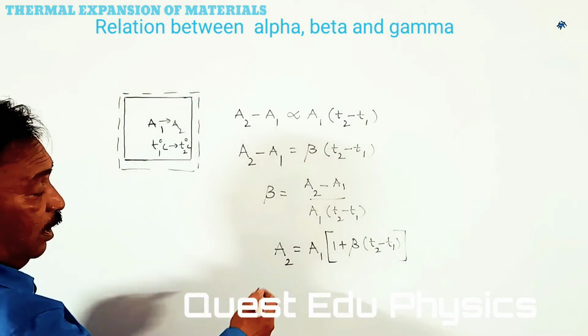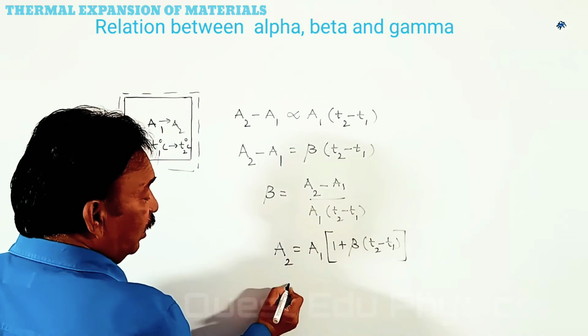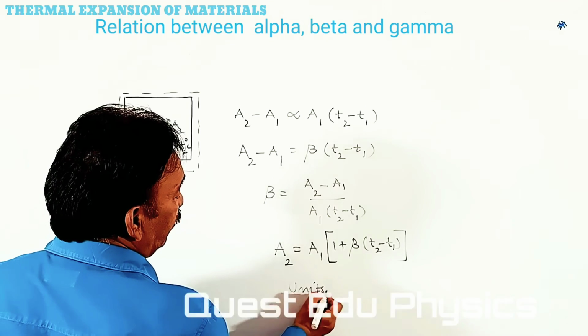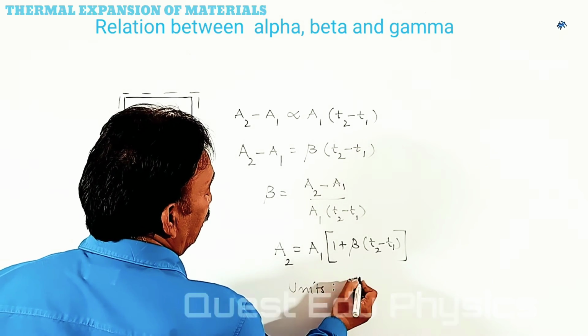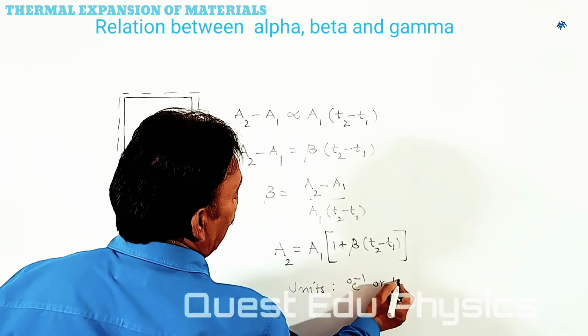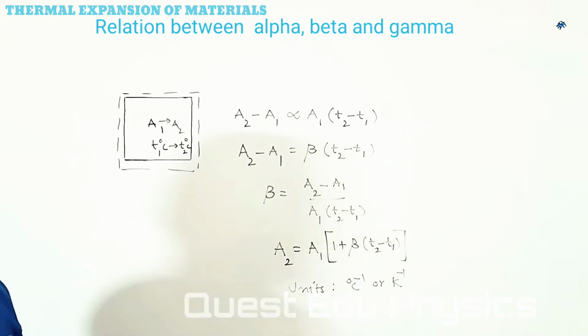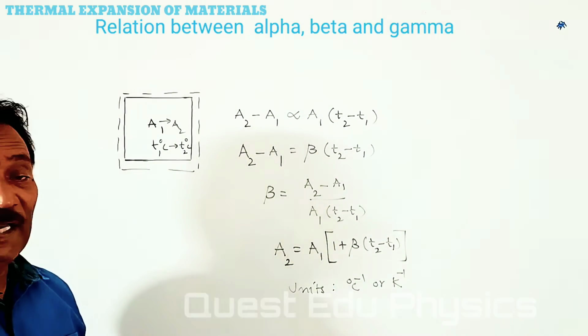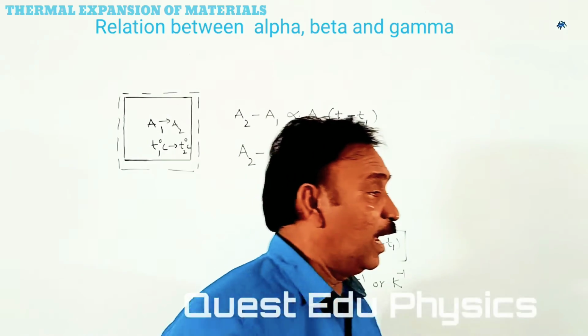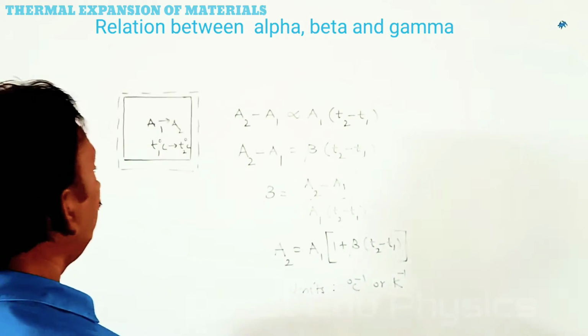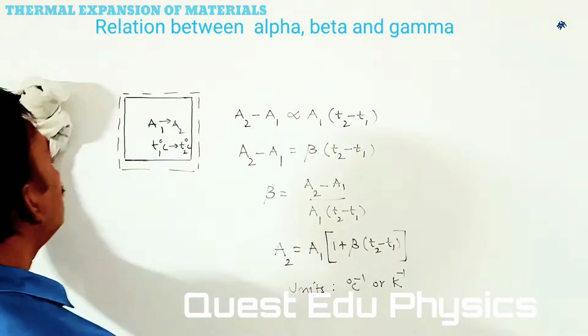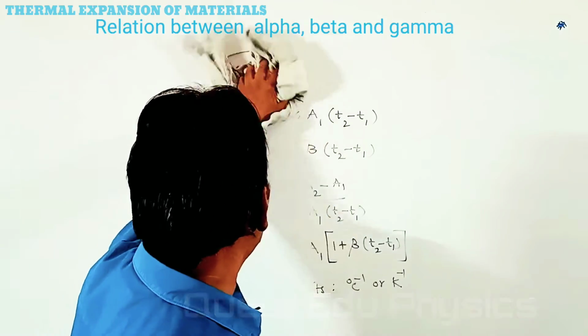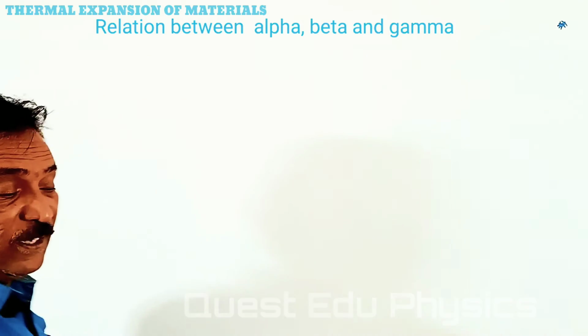Okay, it has the units of degree centigrade inverse, students, or Kelvin inverse, students. It is the coefficient of areal or superficial expansion, students. Let's go with the third of this. The third expansion is coefficient of cubical expansion. The third type of expansion is what? Coefficient of cubical expansion, students.